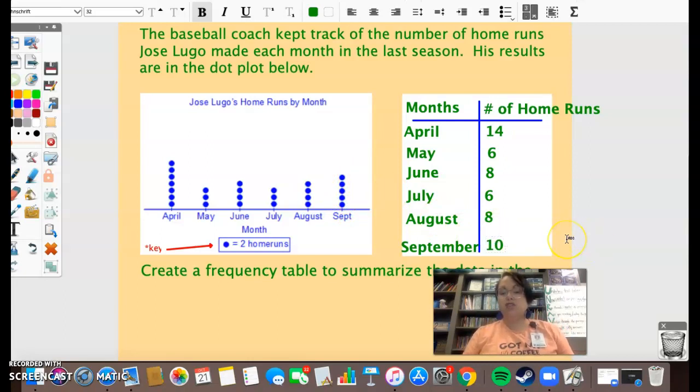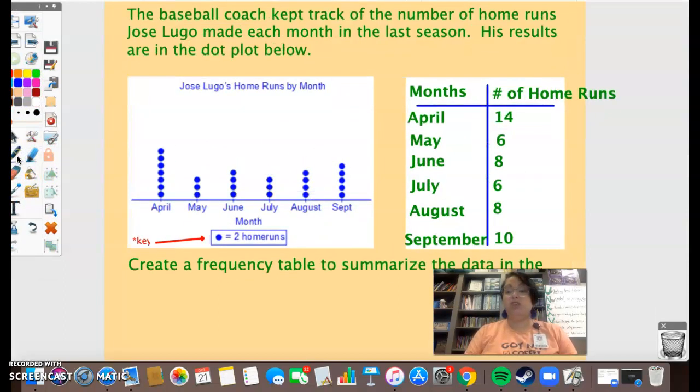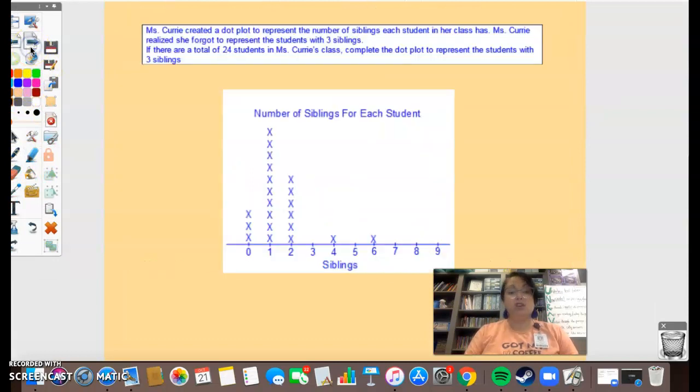Okay, so this is what your data would look like in a frequency table that you took from a dot plot with a tricky key. Ooh, they tried to trip us up, but we're too smart for them. They can't trick us. All right.